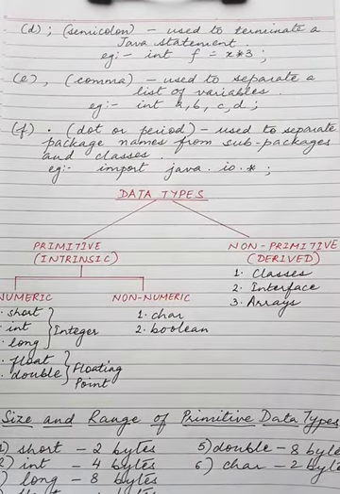Next comes semicolon, which is used to terminate a Java statement. Example, int f = x * 3. Next comes a comma, used to separate a list of variables like int a, b, c, d. Next comes a dot or a period. It is used to separate package names from sub-packages and classes.